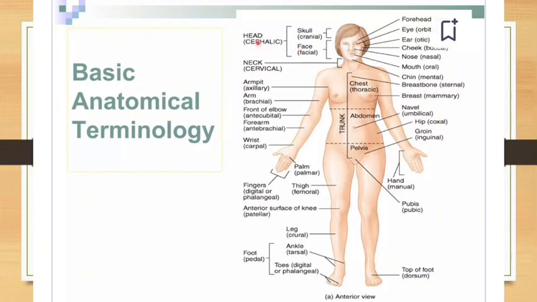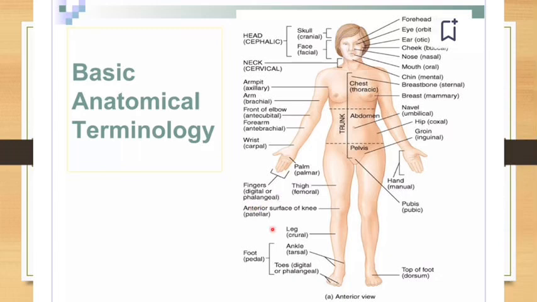The head is referred to as cephalic in anatomy. The neck is referred to as cervical. The armpit is referred to as axillary. The arm is the common word that the layman will use, but clinicians will prefer to use brachial. In front of the elbow is antecubital. The forearm is called the antebrachial. The wrist is called the carpal, where we have the carpal bones. Fingers are referred to as the digit or phalangeal or the phalanx.